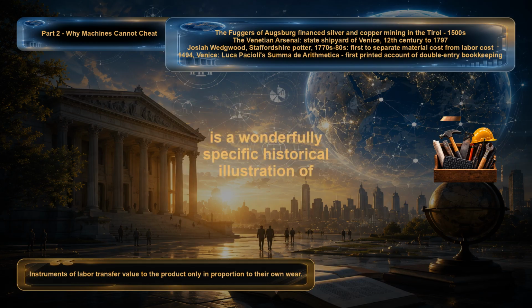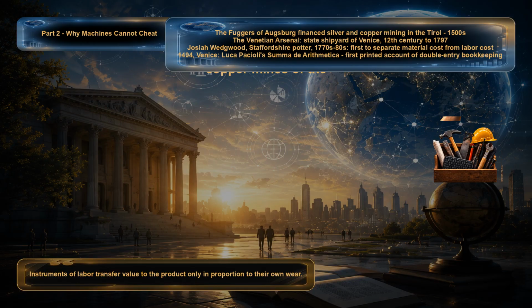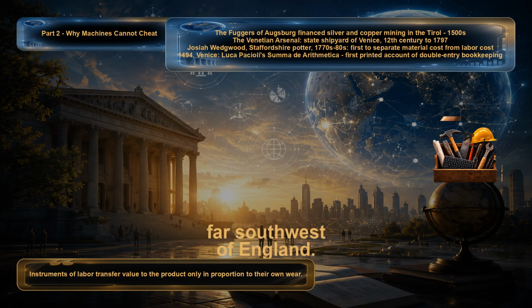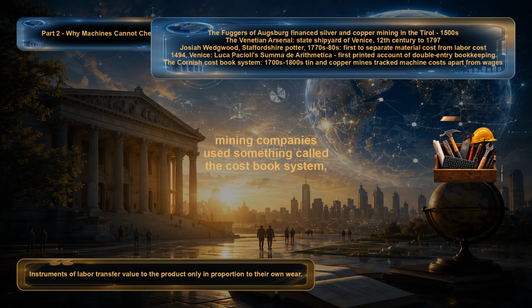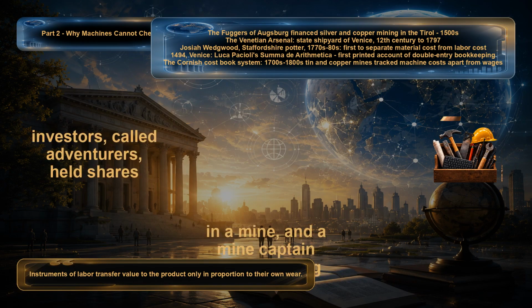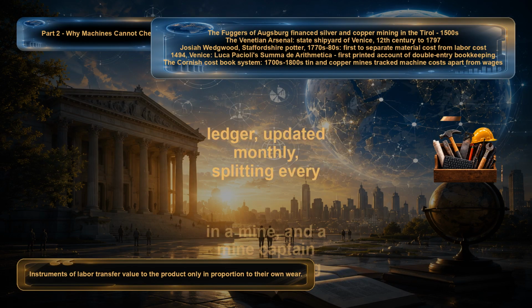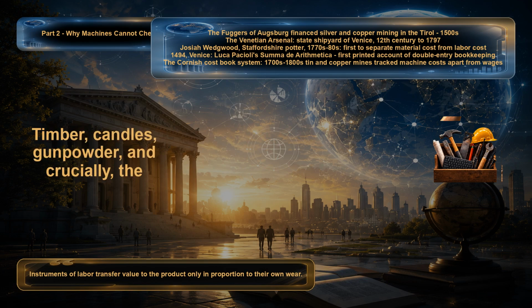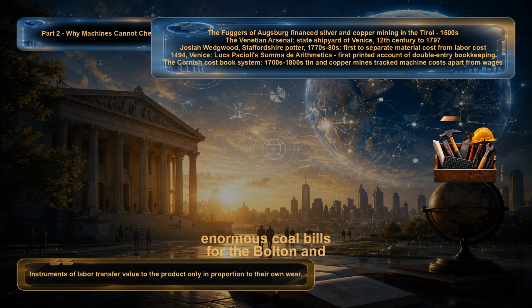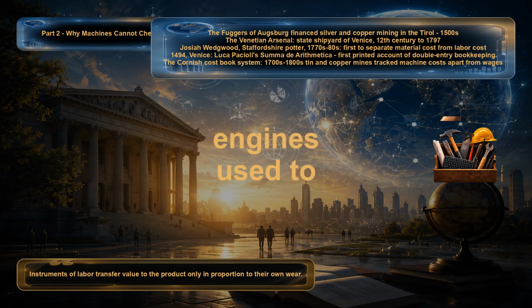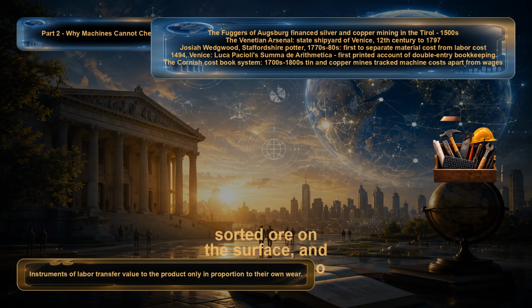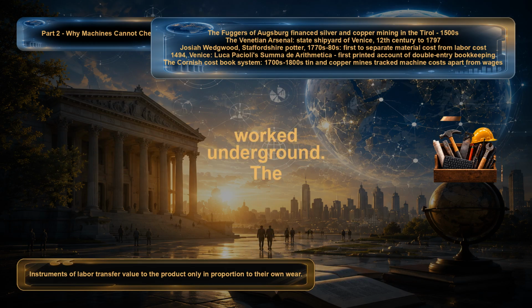There is a wonderfully specific historical illustration of this, from the Cornish tin and copper mines of the 1700s and 1800s in the far southwest of England. Cornish mining companies used something called the cost book system, a form of shared ownership and accounting where investors, called adventurers, held shares in a mine, and a mine captain kept a running ledger, updated monthly, splitting every expense into strict categories. Timber, candles, gunpowder, and crucially, the enormous coal bills for the Boulton and Watt steam engines used to pump water out of the deep shafts, all recorded separately from the wages paid to the bal maidens who sorted ore on the surface, and the tinners who worked underground.